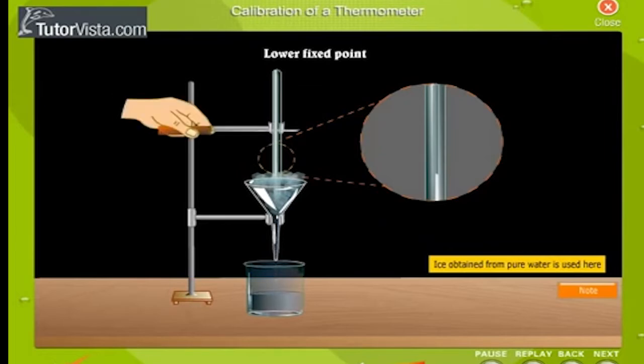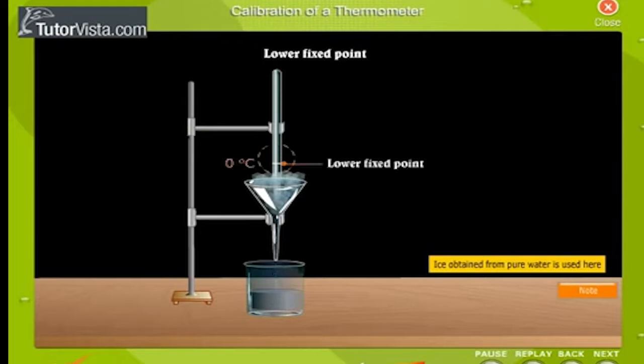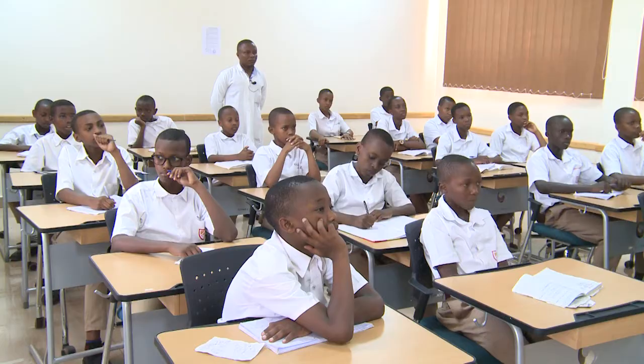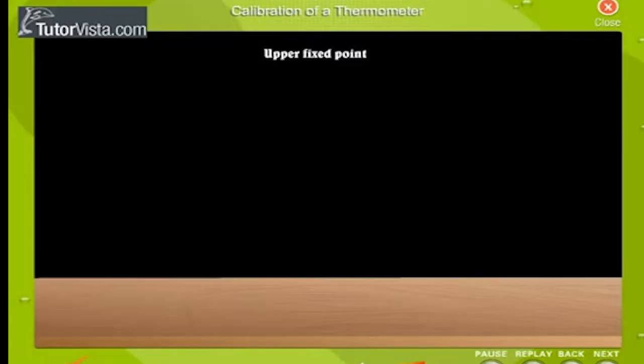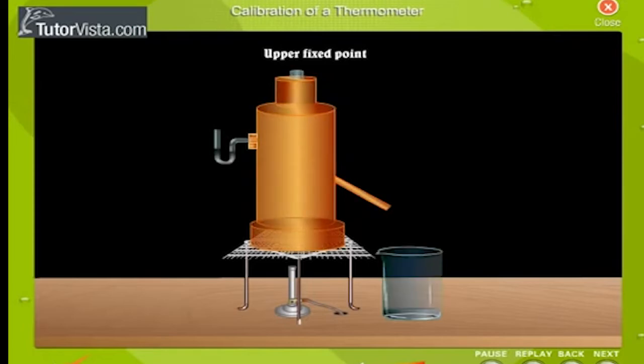The position of the meniscus is marked on the stem of the thermometer with the help of a file, and that point is marked as 0 degrees Celsius. This position gives the lower fixed point or ice point. Now let us see how the upper fixed point is marked on the stem. The apparatus used to mark the upper fixed point is known as the hypsometer.